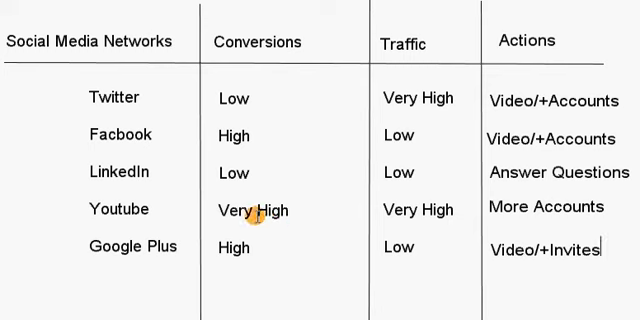Now, another reason for high conversion is because YouTube videos stay on there forever. As long as you don't take them down or violate some of YouTube's terms and guidelines, they're going to stay forever. So that's conversions that go on and go on and go on. Same thing with the traffic. The videos are staying on there forever.